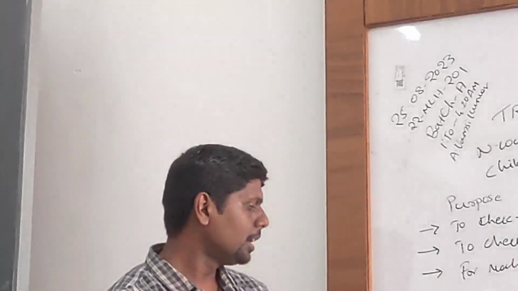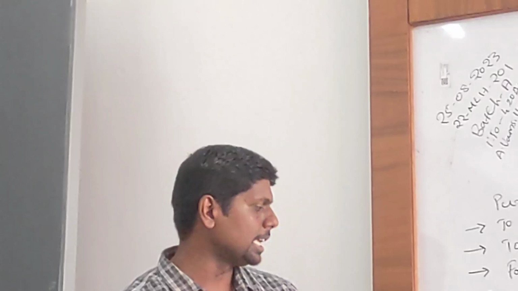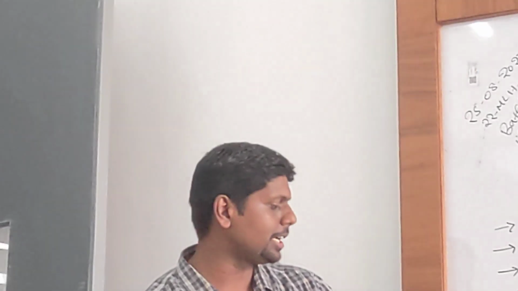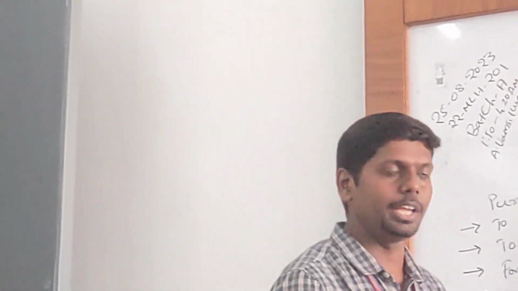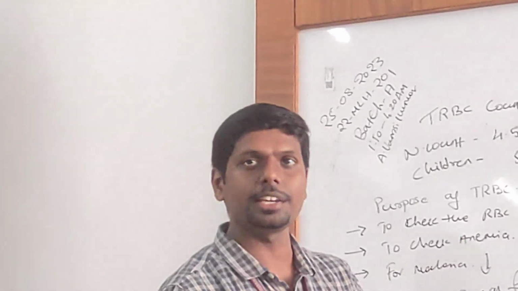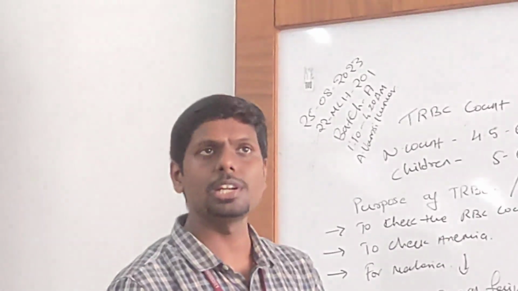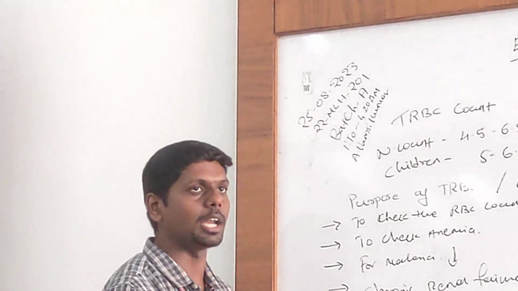Dehydration, polycythemia. Thalassemia decreased. Sickle cell anemia decreased. Parasitic infection decreased. Pregnancy, RBC count will decrease. Then iron deficiency decrease. Then malnutrition can decrease. Okay, so this is the purpose of TRBC count.